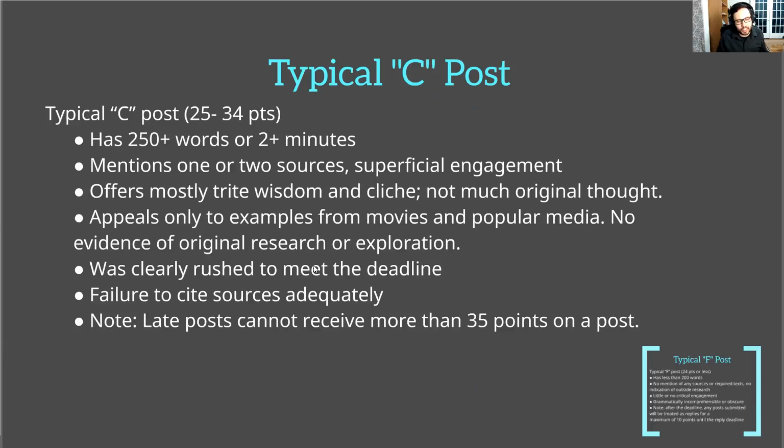Things that are rushed to meet the deadline. If your assignment is published 5 minutes before the deadline, you're probably just typing it for the last 45 minutes, and that's going to reflect badly on your paper. It's going to cause your material to be worse quality also. So rushing to meet the deadlines is going to lose you points. Missing the deadlines and actually turning in late work is also going to lose you points. Failure to cite your sources is below minimum expectations. If your post is late, it cannot earn more than 35 points.